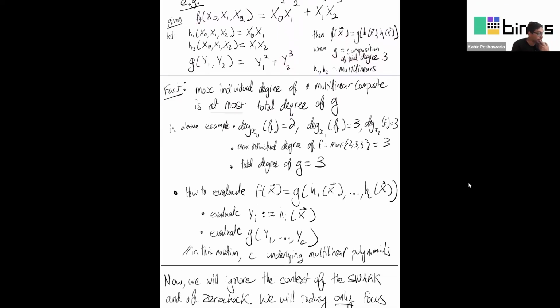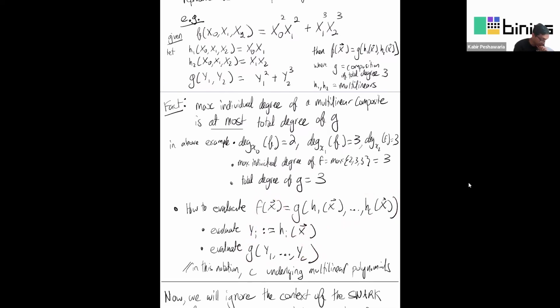Cool. Now, how would we evaluate f at a point x? Well, it's defined like this, and we're given its representation like this. What you do is you evaluate each of the underlying multilinears at the point x, and then you take these evaluations of multilinears and you apply that as the input to G. And that gives you the evaluation of f of x, right?